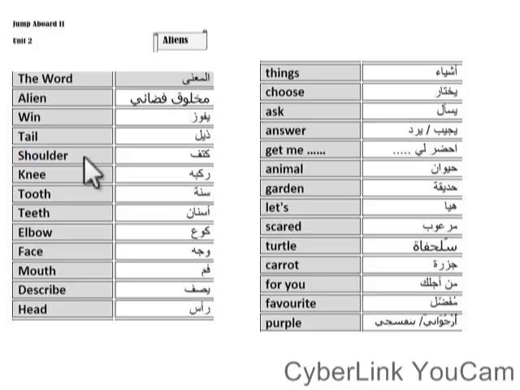Shoulder, knee. The k here is silent. Knee. Tooth. Teeth. Elbow. Face. Mouth.